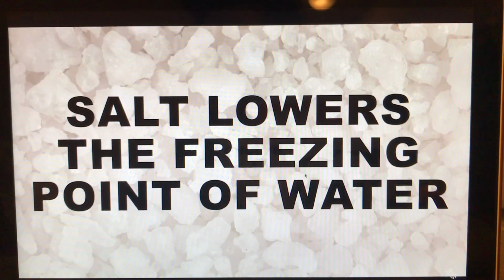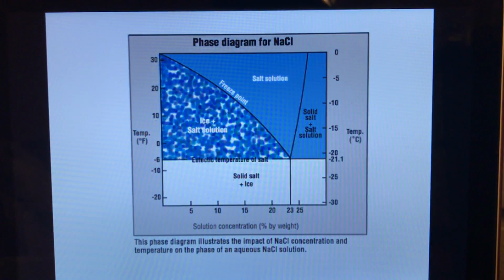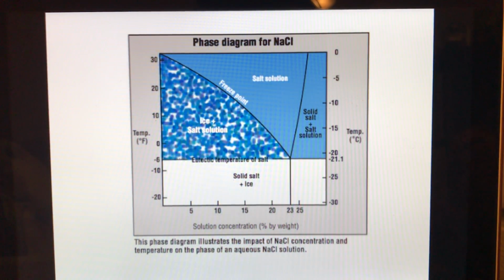How can that be? I'll show you with something called the binary phase diagram. In a little bit. In 5, 4, 3, 2, and 1. So here's the phase diagram for sodium chloride that I was just describing.